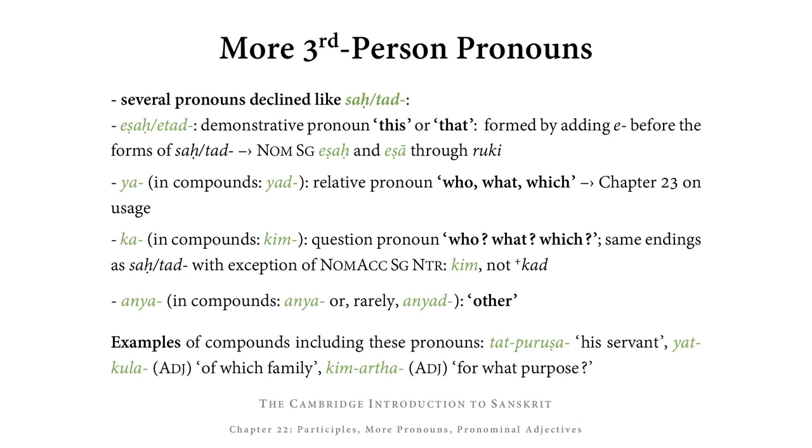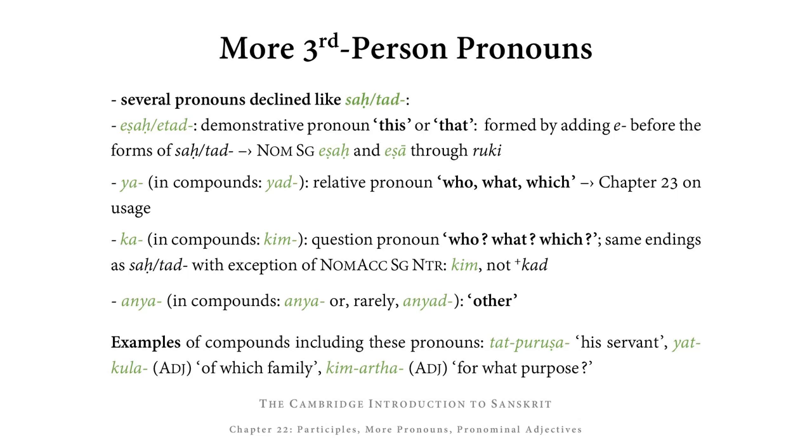Next up, the relative pronoun ya, meaning who, what, or which. The uses of this are going to be introduced in chapter 23. Then the question pronoun ka, meaning who, what, which. This has the same endings as sachtad, but with one exception, namely the nominative accusative singular neuter, which is not kad, which is what we might expect, but it is kim. So kim means what. Then we have anya, which means other.